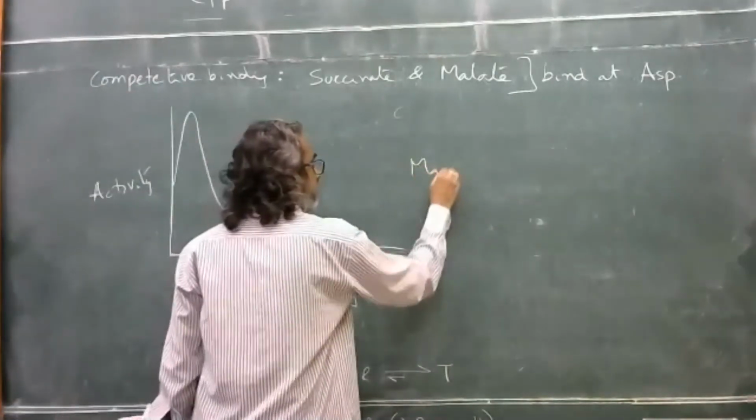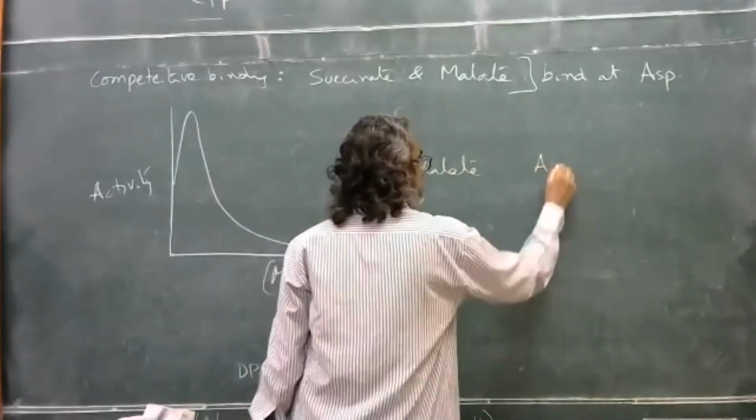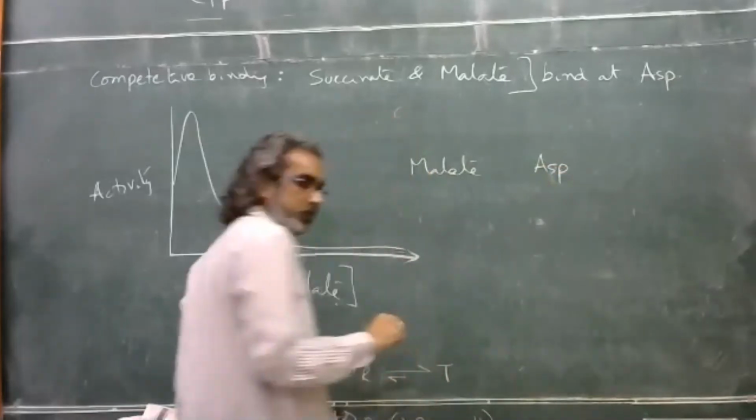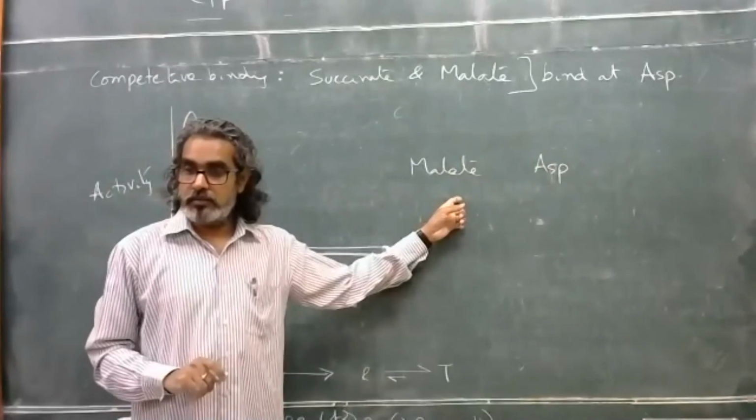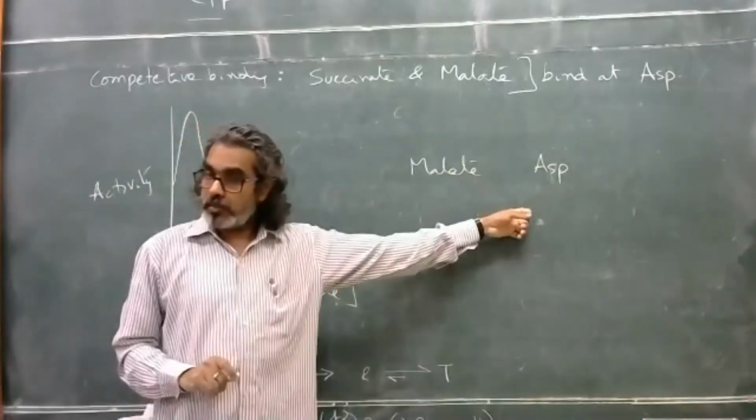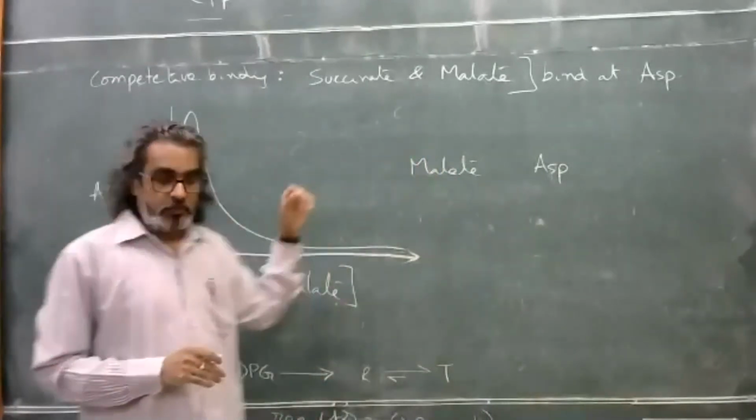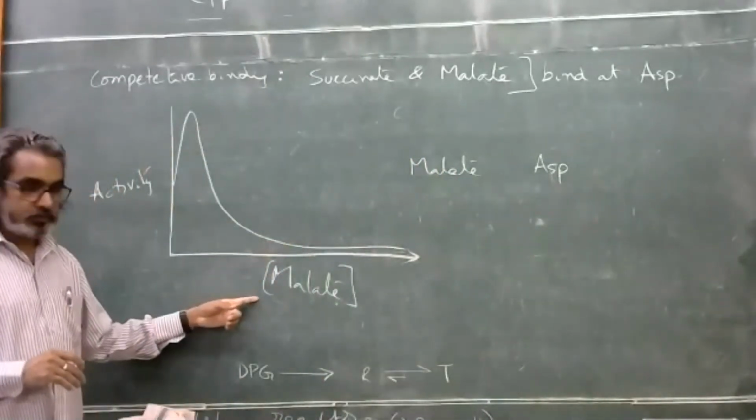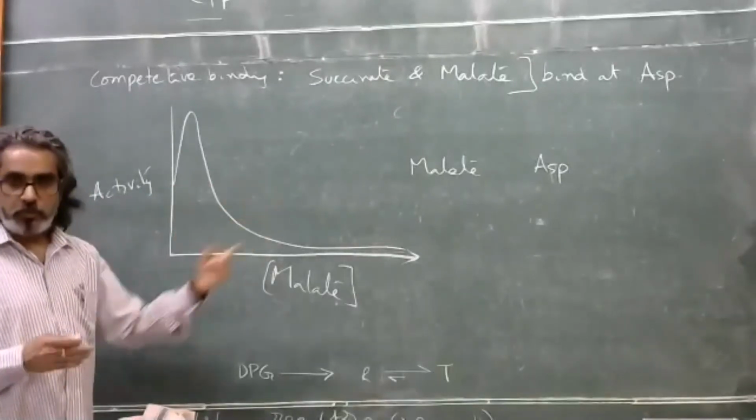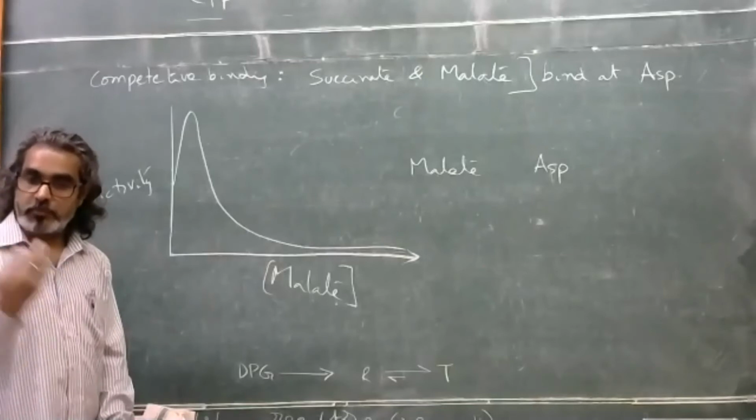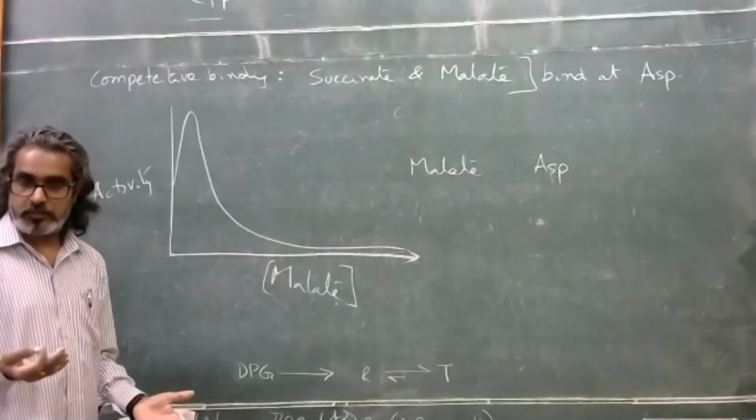malate and aspartate bind at the same site, but the malate doesn't give product. Aspartate gives product, which means that aspartate gives basically enzymatic activity. But then the question is that at initial concentrations, you would expect that the more malate, the more it blocks aspartic binding sites and then less enzymatic activity, right?